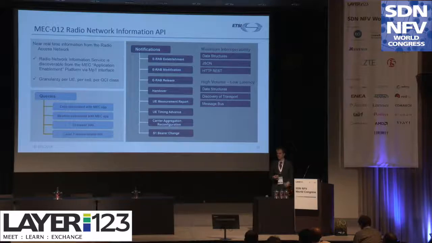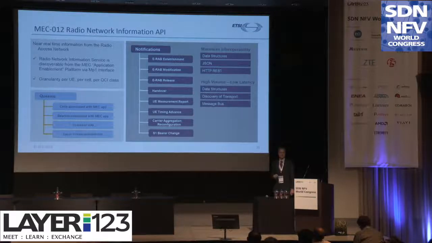So an example here would be ERAB. So an ERAB is basically the connection between the UE and the core network, or the gateway, rather. So for instance, you might want to know when such a connection has been established or modified or eventually terminated, because there may be more than one RAB between a user and the network. So if things change in that connection, you may want to know about that. So that's information you could subscribe to as an application.